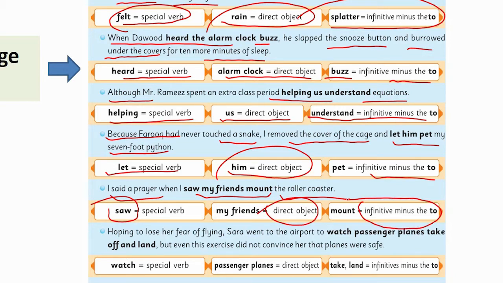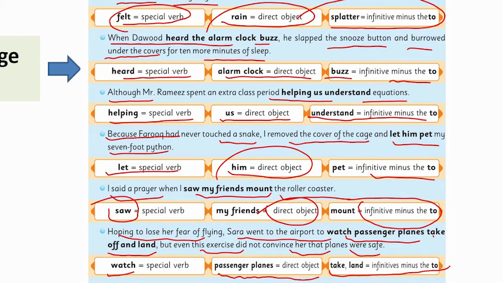Hoping to lose her fear of flying, Sarah went to the airport to watch passenger planes take off and land, but even this exercise did not convince her that planes were safe. Watch is a special verb. Passenger planes is a direct object taken with an infinitive minus the to.